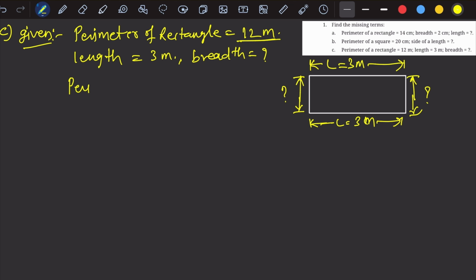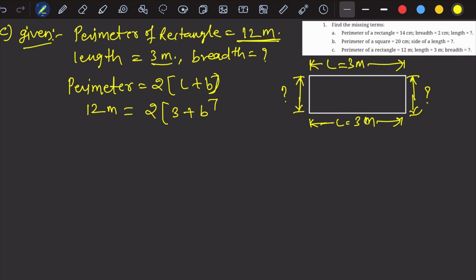So we know perimeter equals to 2 into L plus B. Okay, so what is the value of perimeter? 12 meter equals to 2 into, here length is given 3 meter plus breadth we have to find out. So we will take this 2 and we will move it other side. 12 divided by 2 equals to 3 plus B. 2 6s are 12. So B equals to 6 minus 3. This 3 will also go that side, and breadth B will be 3 meter.